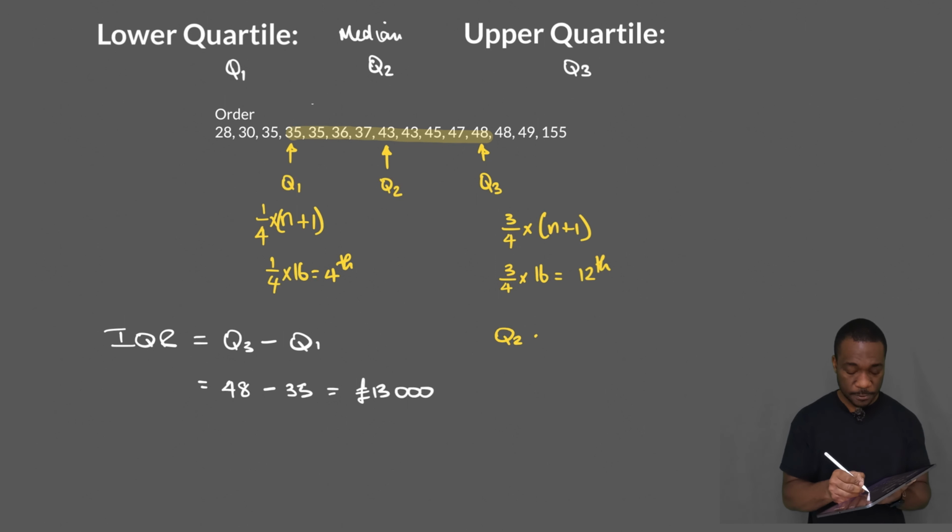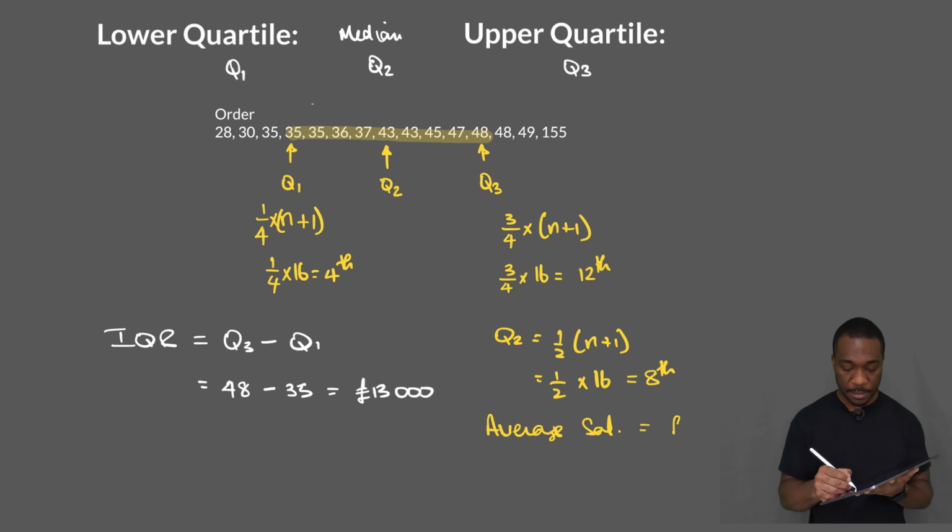Your Q2, or your median, is a half of n plus 1. That's going to be a half of 16, which is the 8th value. And again, 1, 2, 3, 4, 5, 6, 7, 8. And I'm going to say for sure now that the average salary is going to be about £43,000 in this company.